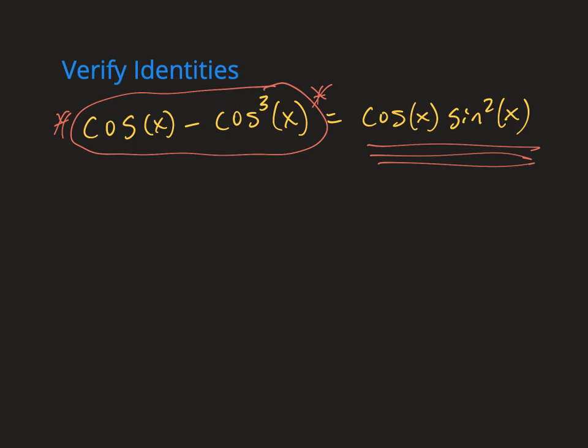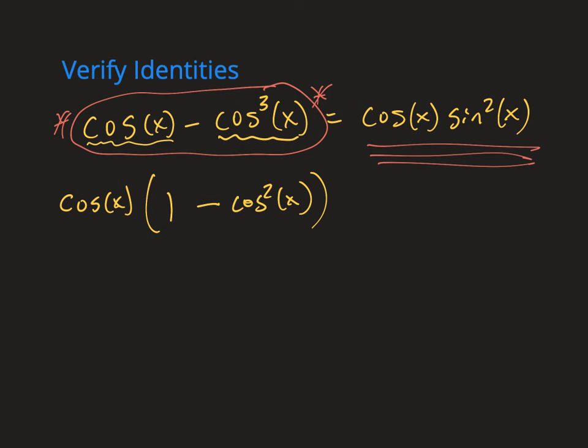So one of the things I notice is I have a binomial here with that minus sign, and they have a common term of cosine of x. So what we're going to do is factor out one cosine of x term. And when I do that, what's left over is, right, if I divide this one by cosine of x, I have a 1 left over. And if I divide this one by cosine of x, I end up with cosine squared of x left over.